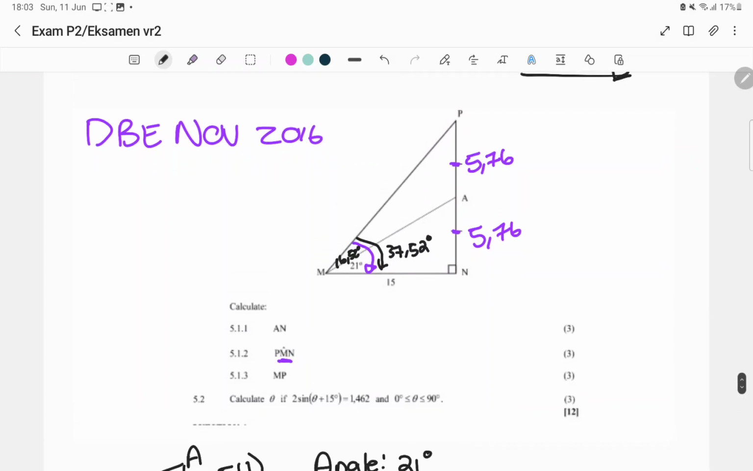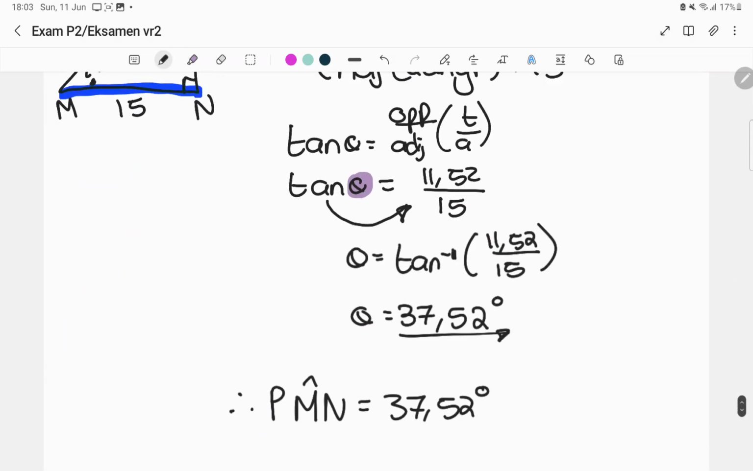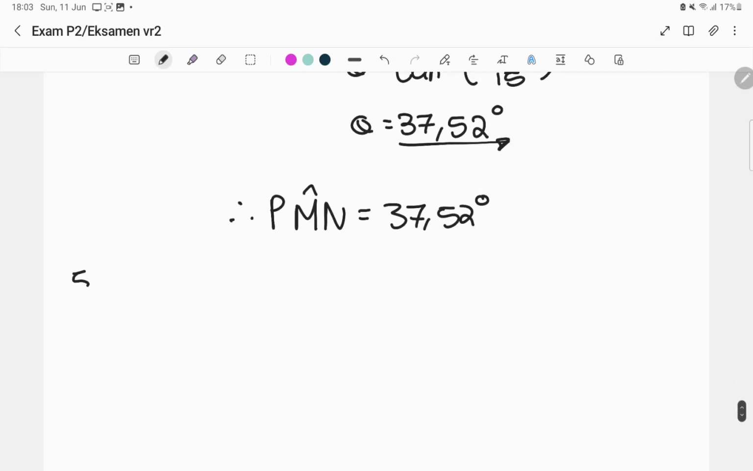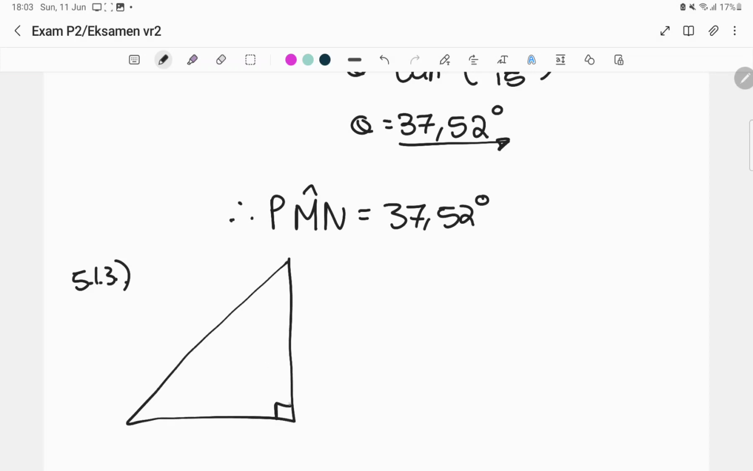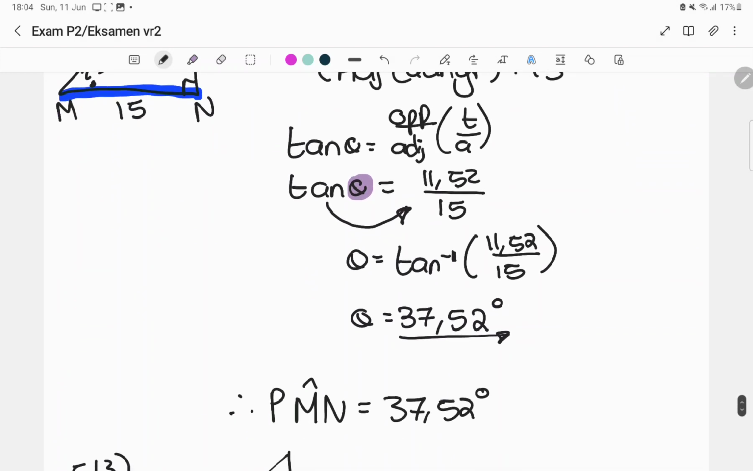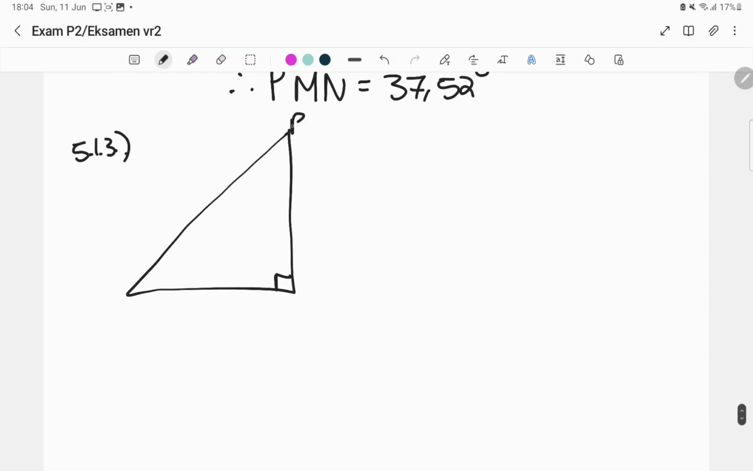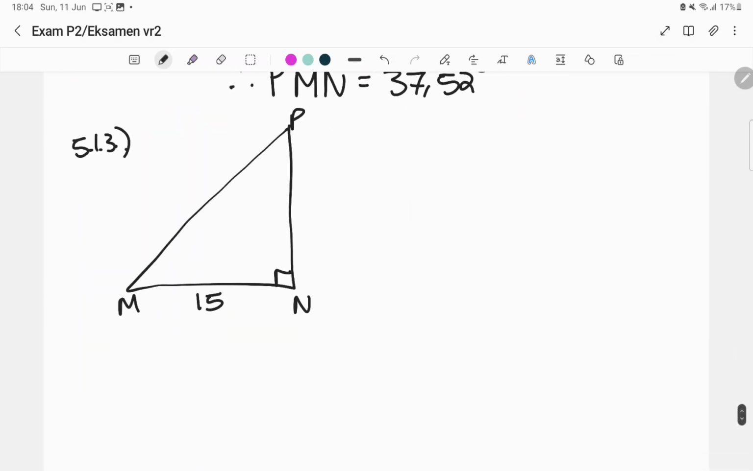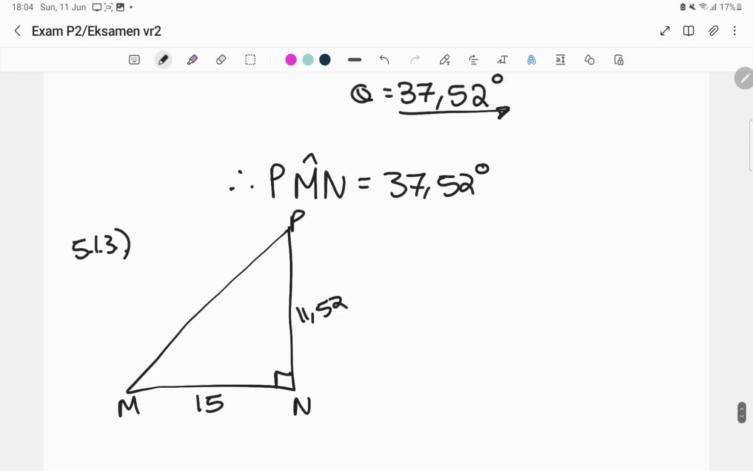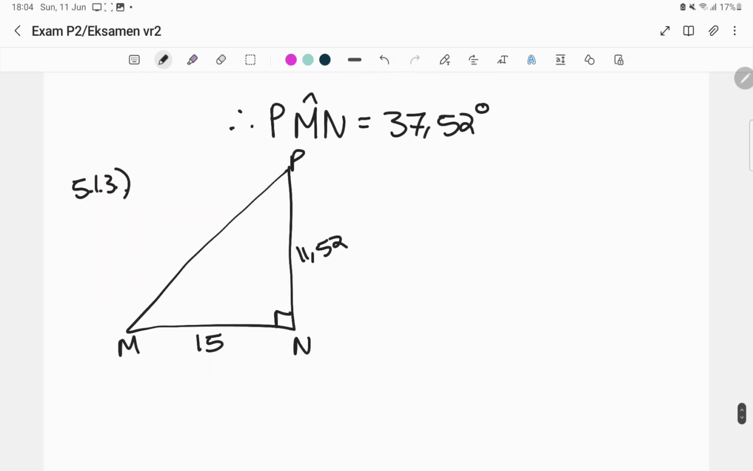Okay, now we can go to the last question. So the last question asks us to calculate for MP. So MP is here. Once again, it is in my big triangle. Alright, so let's go and redraw my big triangle again. So it's 5.1.3. So here is my big triangle. Let's fill in all the information we have. Alright, so we know that MN is 15. We know that PN is 11,52. And we know that angle M is 37,52.